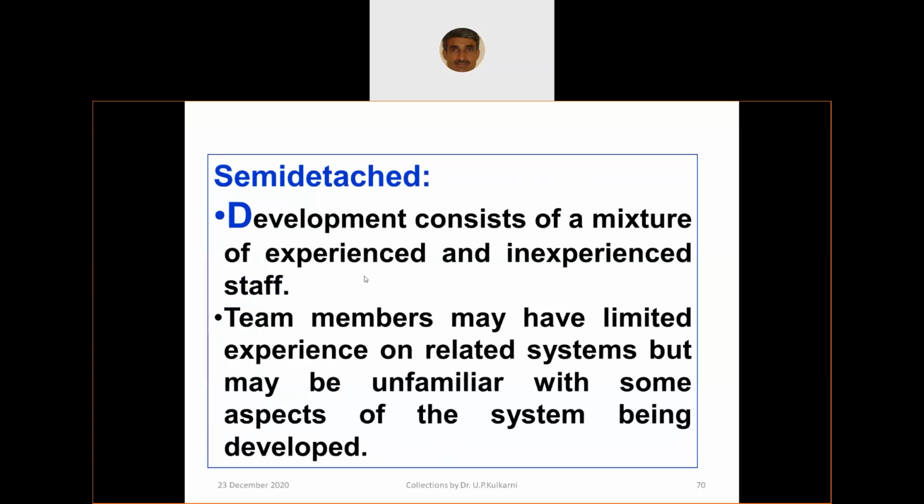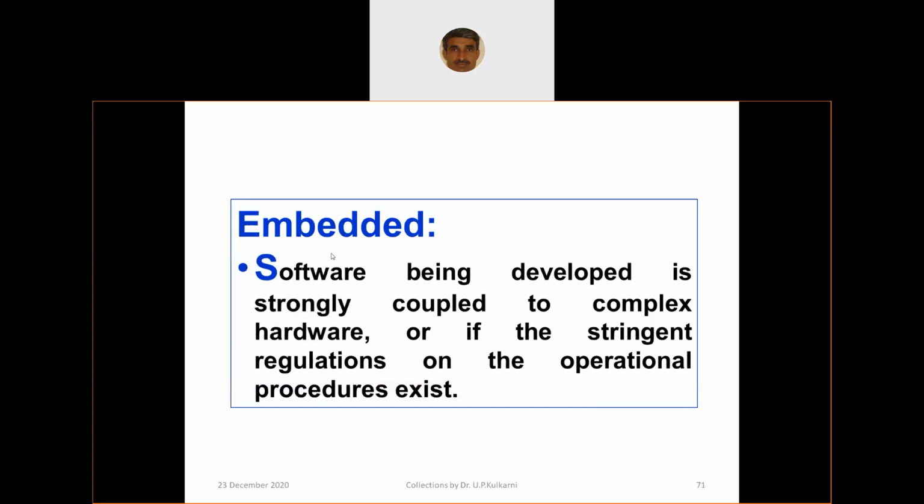Team members may have limited experience on related systems. They are not fully experienced, but they have limited experience. This unfamiliarity, or little less experience of doing similar things, will have an impact on cost. So it is semi-detached, right?